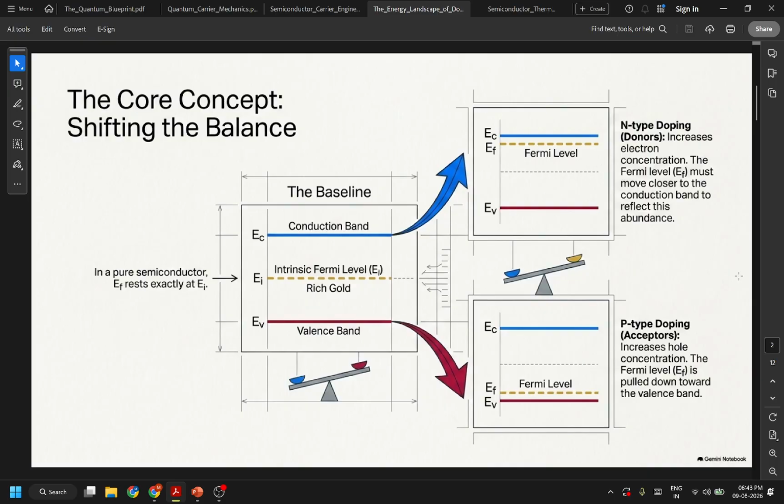So we studied that when you have N-type doping, it increases electron concentration. The Fermi level must move closer to the conduction band to reflect this abundance. For P-type doping, it increases hole concentration. The Fermi level must be pulled towards the valence band.